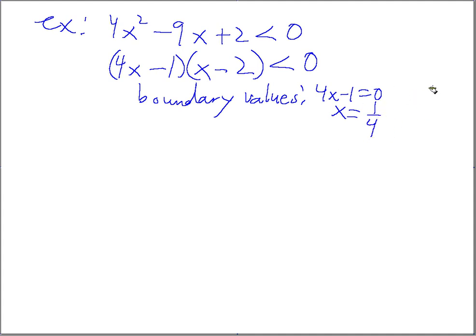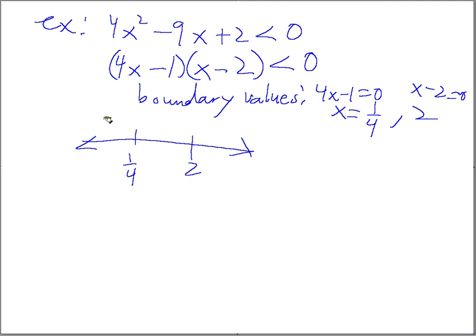Let's look at the next boundary value. x minus 2 equal to 0. Again, we've seen that already. Solving in our heads, you get 2. No big deal. So my number line will be the following. Here's my number line. It's going to be 1/4 first and then 2 second. Put them in order.